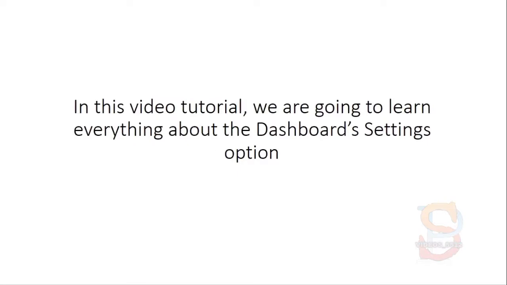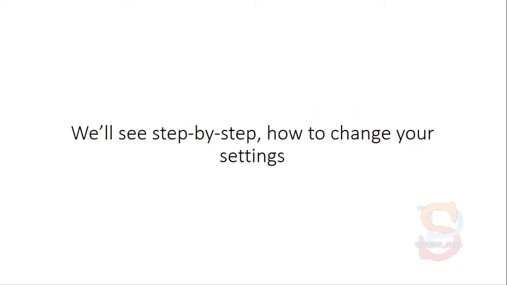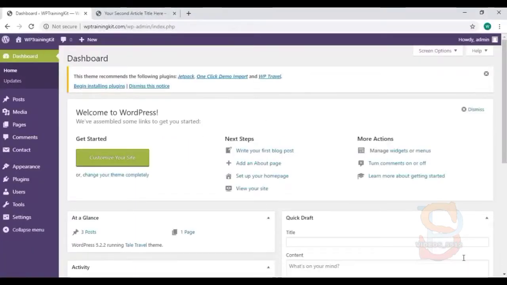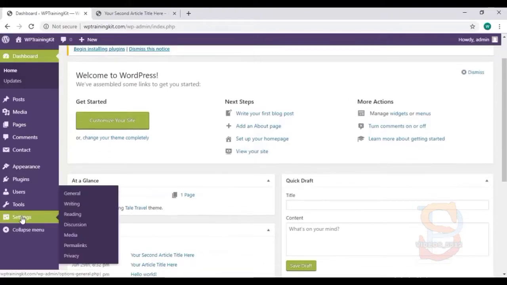In this video tutorial, we are going to learn everything about the dashboard's settings option. We'll see step by step how to change your settings. So let's get started. On the WordPress dashboard, go to the Settings option. Here you've got General, Writing, Reading, Discussion, Media, Permalinks, and Privacy Settings.